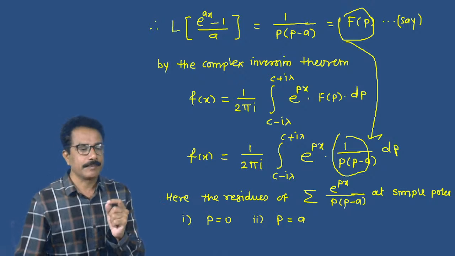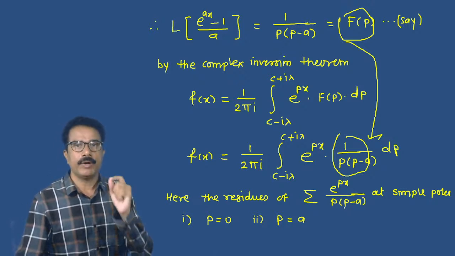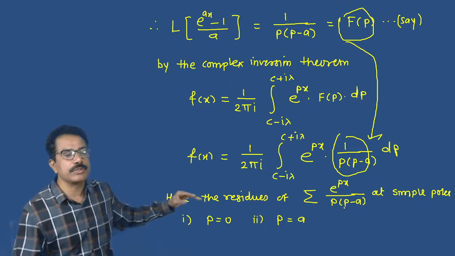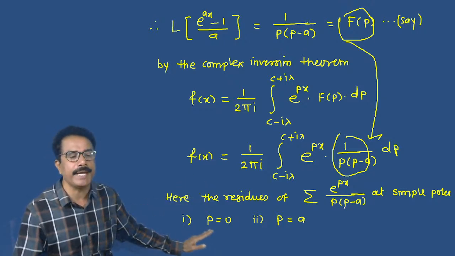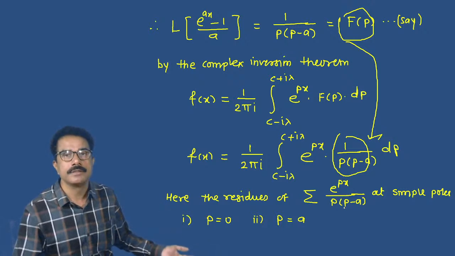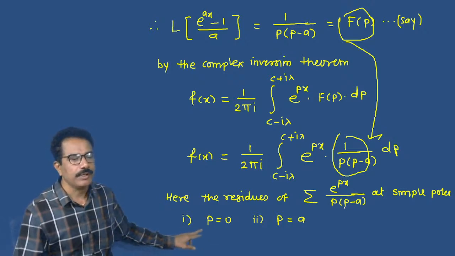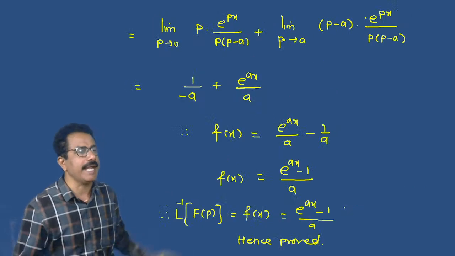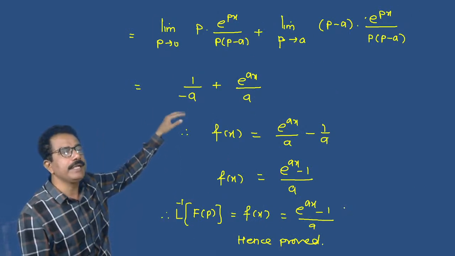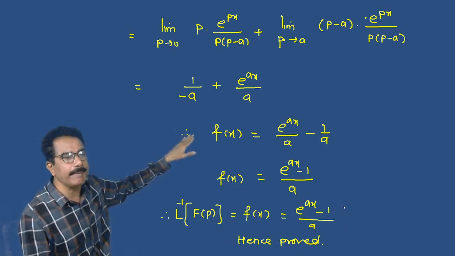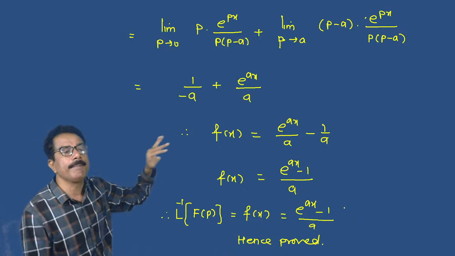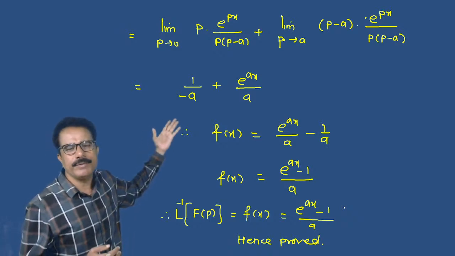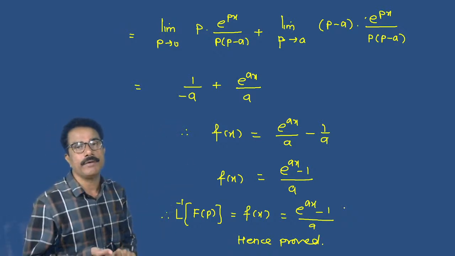Now there is one theorem or basic idea which we have studied in complex analysis. The summation of residues of e raised to px divided by p into (p minus a) at the simple poles, which are p equals 0 and p equals a. These are the poles of this. So at the simple poles we can write limit p tends to 0, p into e raised to px divided by p into (p minus a), plus limit p tends to a, (p minus a) into e raised to px divided by p into (p minus a). This is what we have studied in complex analysis, the summation of residues.